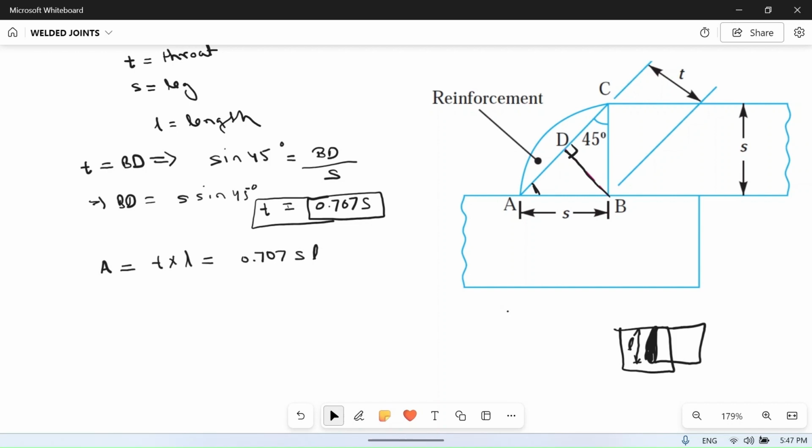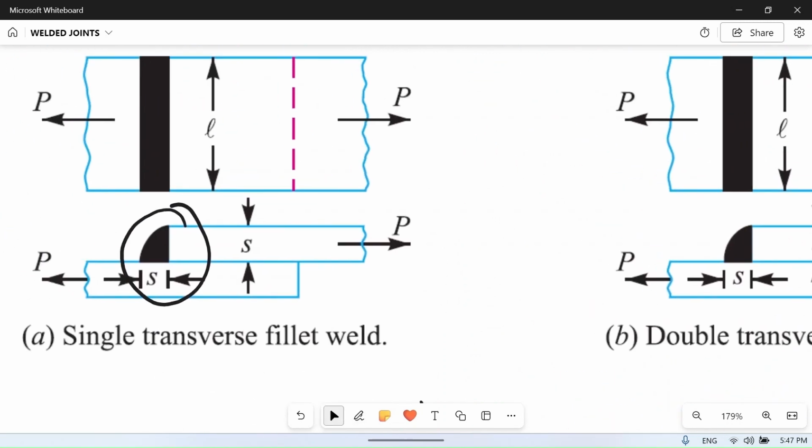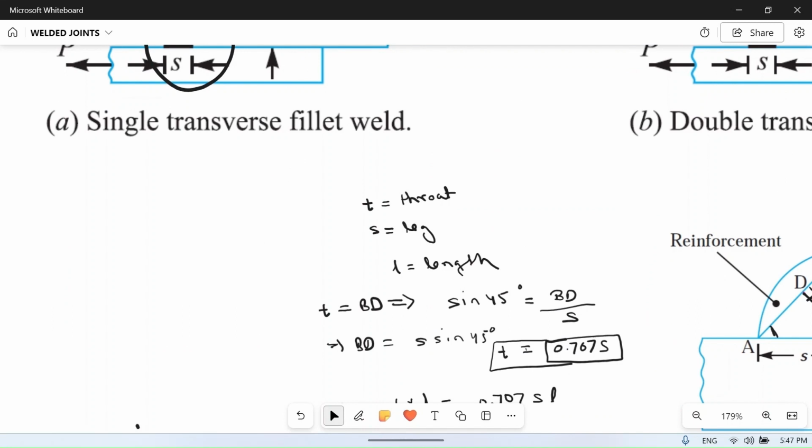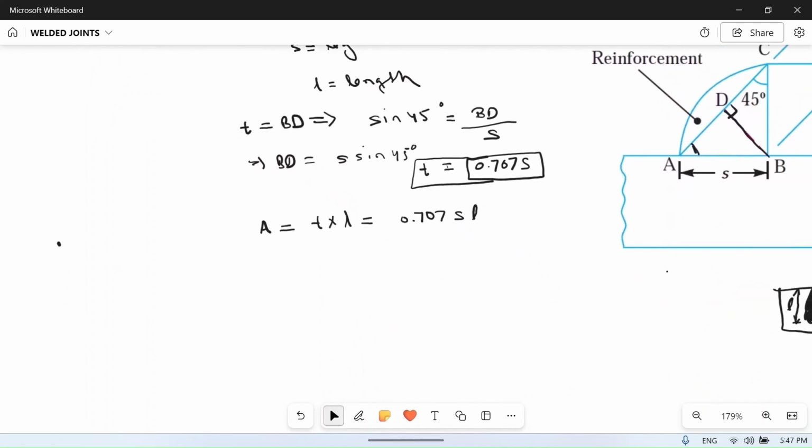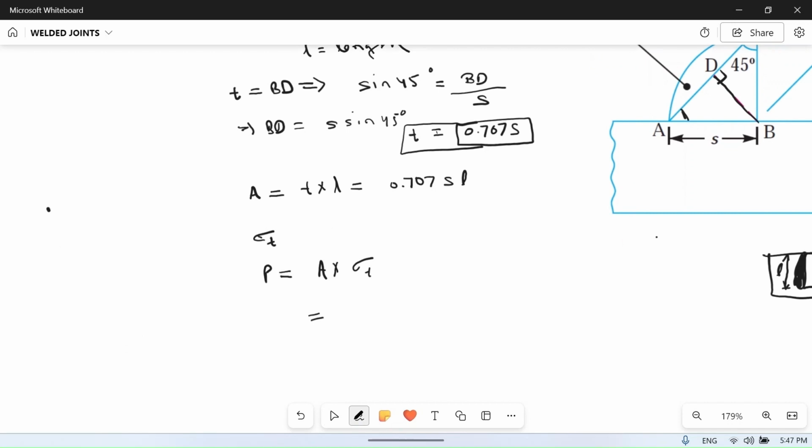Now we have seen from the figure that the load is applied perpendicular to this, so this is under tensile stress. If the maximum allowable tensile stress is sigma T, then the strength will be area into sigma T. It will fail along the minimum surface area, the minimum thickness. So the area is 0.707 S L into sigma T. So this is the strength of a single transverse fillet weld.